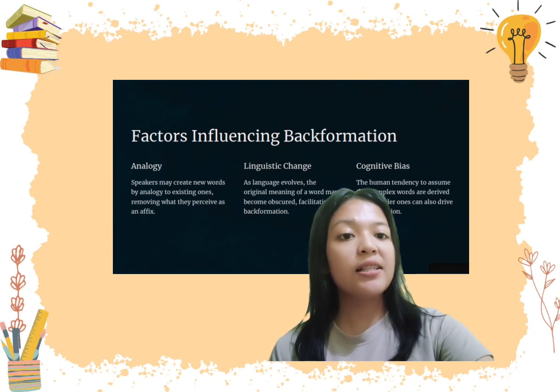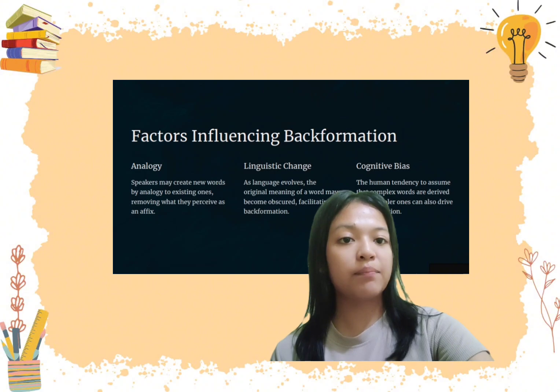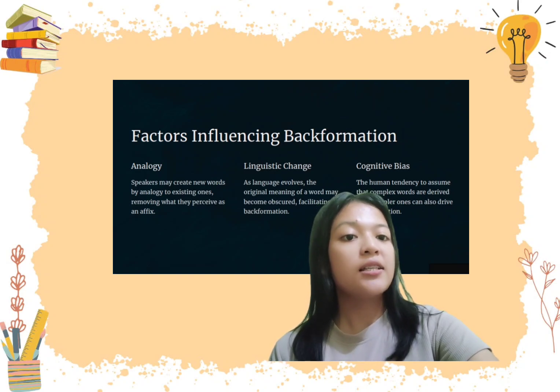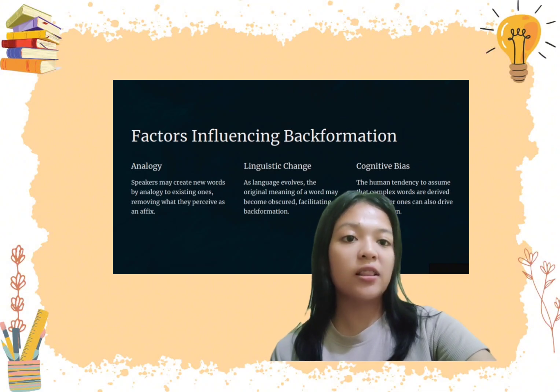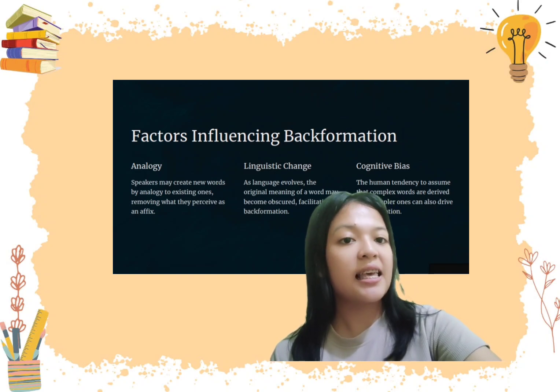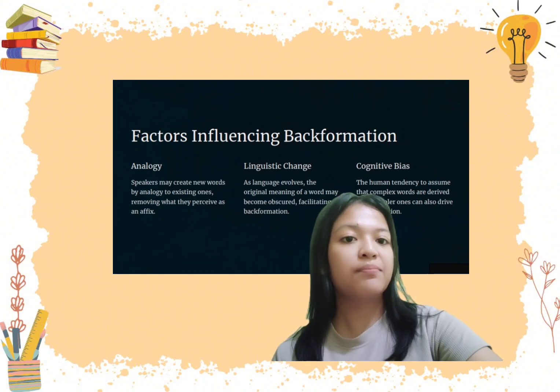2. Language change. Over time, the meaning or structures of words may become unclear. This can make people reinterpret a word and create a new one. 3. Cognitive bias. Humans naturally think simpler words come first, even if this isn't true. So, they tend to remove what looks like extra parts to make shorter words. These factors show how people influence the development of language.